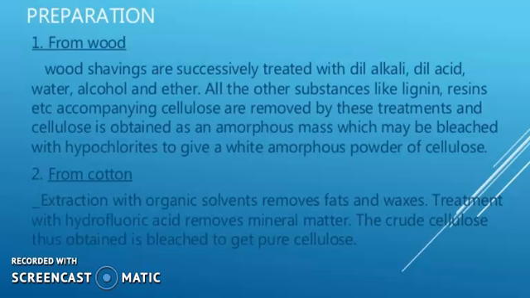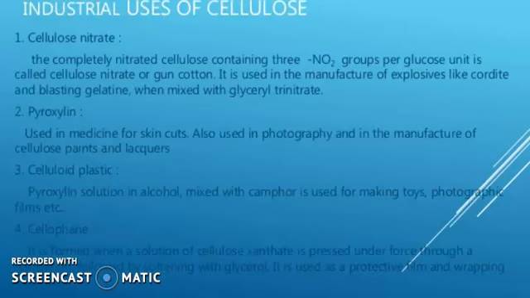My friends, from cotton you can also isolate cellulose. Extraction with an organic solvent removes fats and waxes. Treatment with hydrofluoric acid removes mineral matter. The crude cellulose thus obtained is bleached to get pure cellulose.